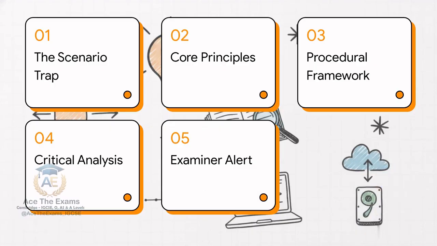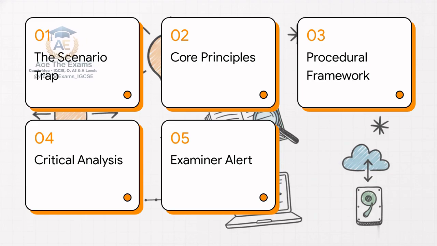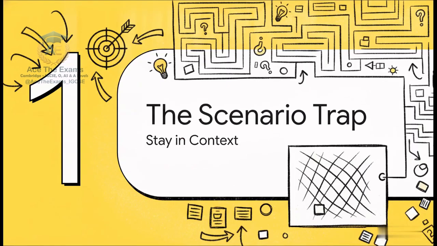So here is our hacker blueprint for today's session. We're covering 1. The scenario trap, 2. Core principles, 3. The procedural framework, 4. Critical analysis mastery, and finally, 5. The ultimate examiner alert. We are charting a clear path from the basics right through to the advanced critical evaluation techniques. Let's move straight into Section 1, the scenario trap, and clearly define the exact domains we need to conquer.